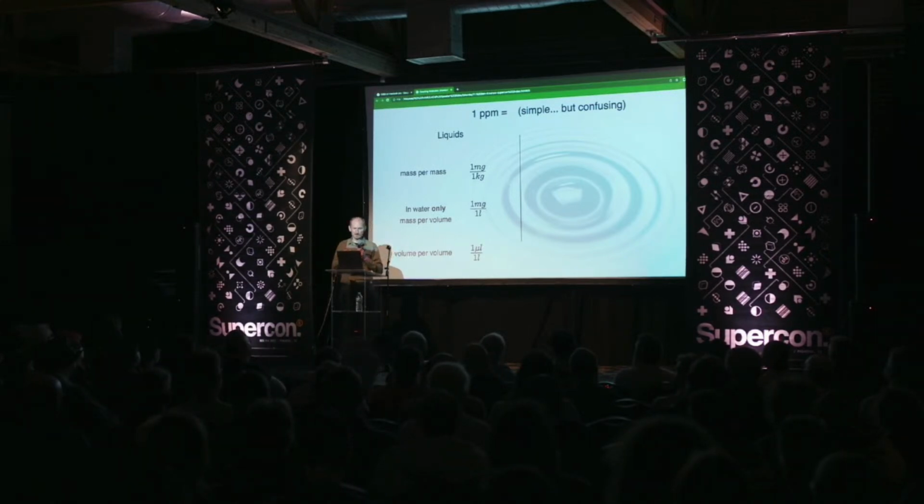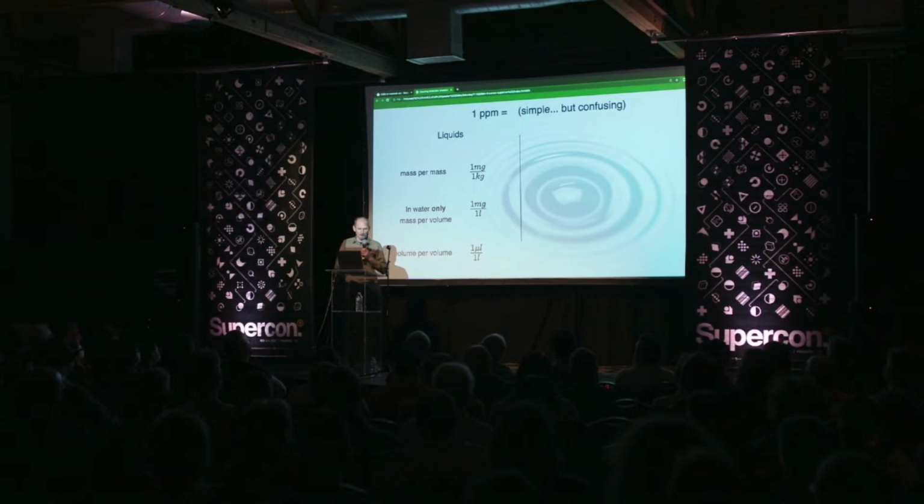But that is also its pitfall. And we'll see how this gets really confusing and really important fast. So starting with the top left there, the most common way that you'll see a part per million. What is a part per million? If a scientist tells you it's 1 ppm, they usually mean it's mass per mass. So a milligram per kilogram.